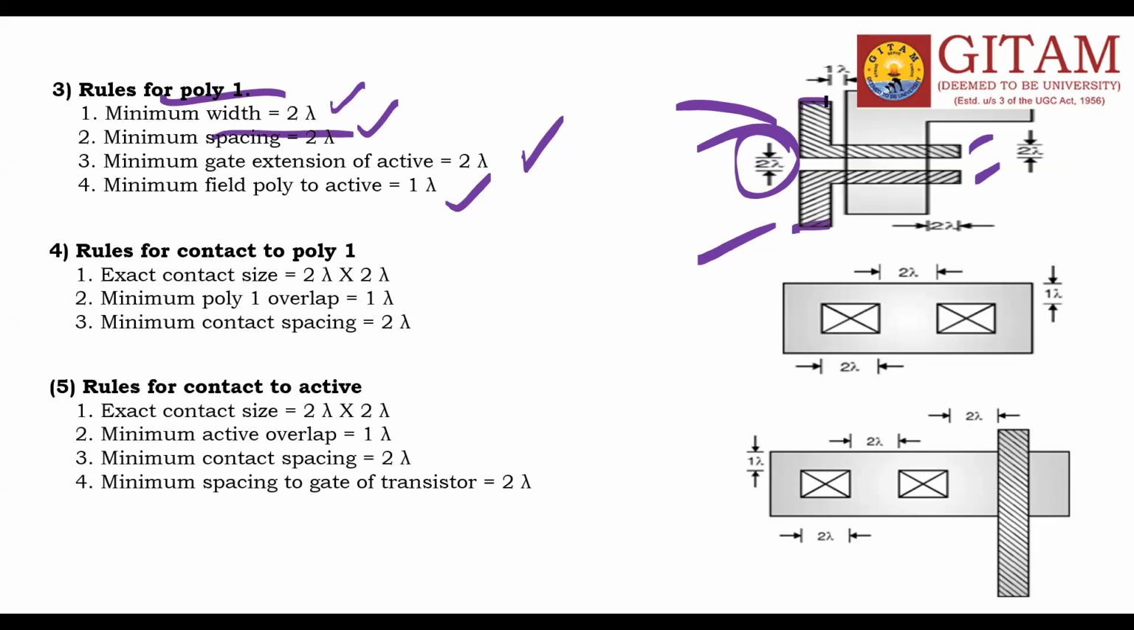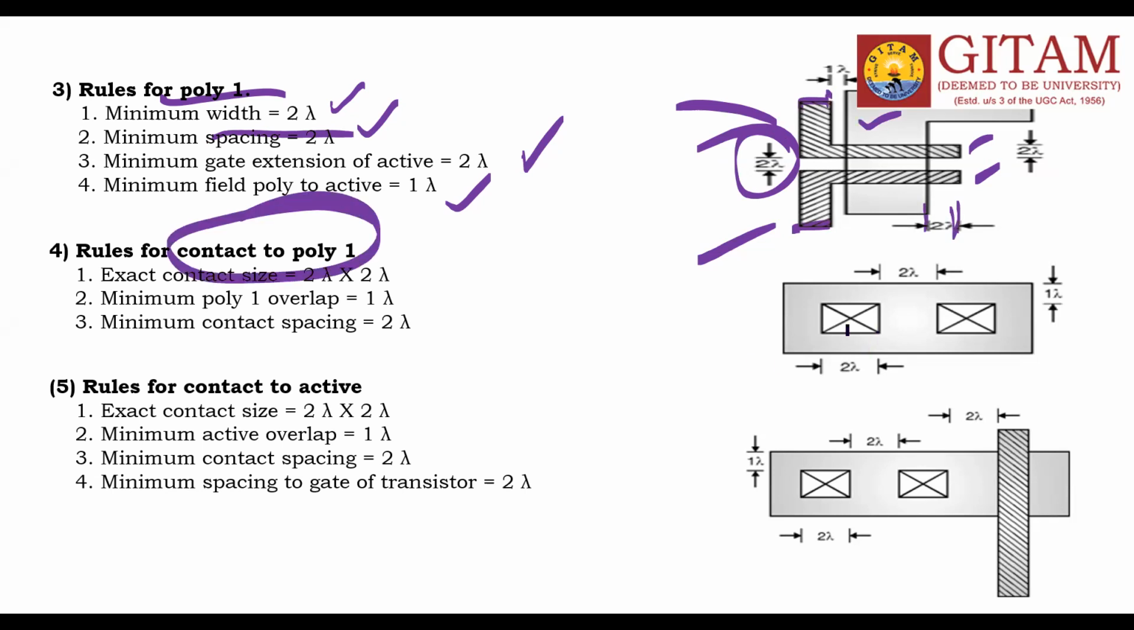And minimum gate extension of active layer is 2 lambda. This is the gate extension, 2 lambda. Okay. And so minimum field poly to active, so this is 1 lambda. This is the oxide. Then this is the 2 lambda, 1 lambda. Next, contact to poly.